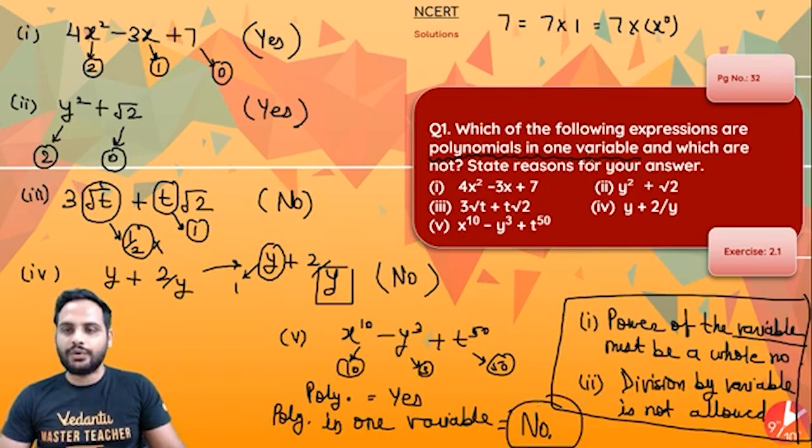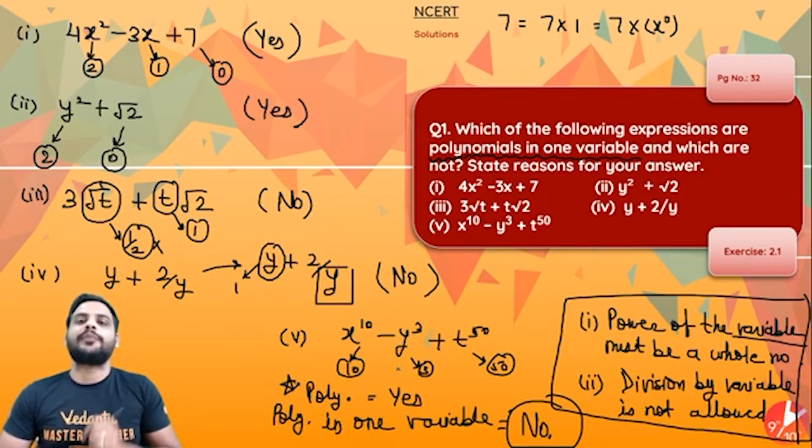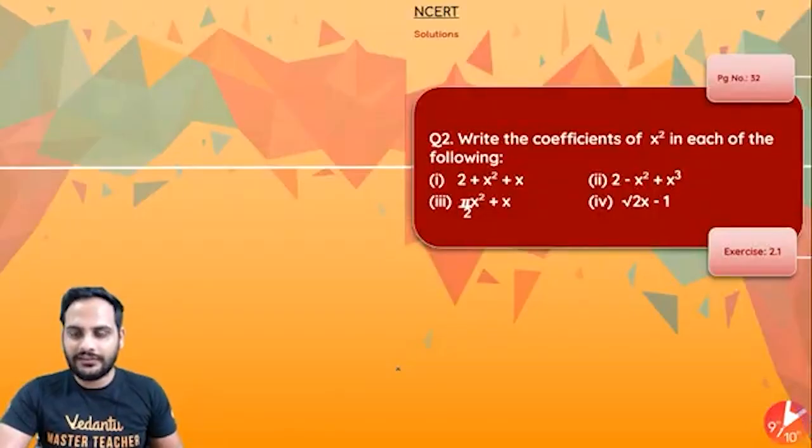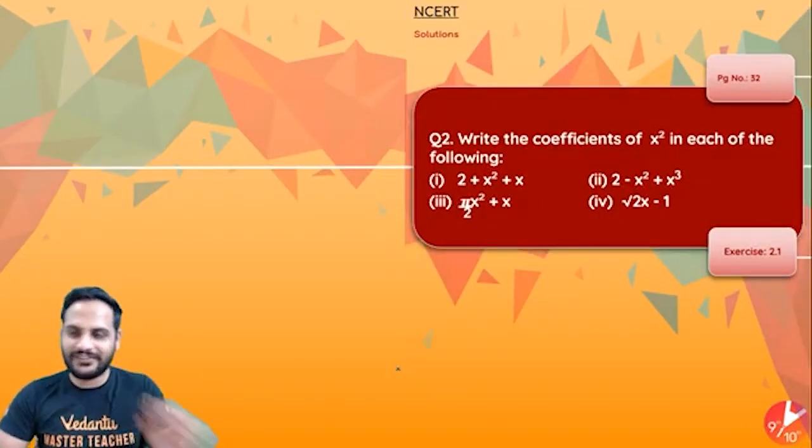And if the question is only asking whether this is a polynomial, in that case you will say yes. So this is just extra information I am telling you. It is a polynomial but not a polynomial in one variable. Got it, beta? So this is all in this class. The next question we have.